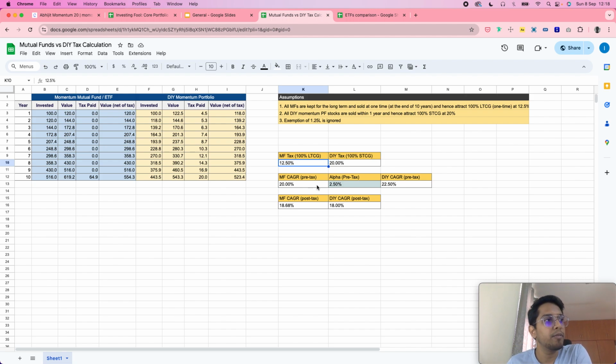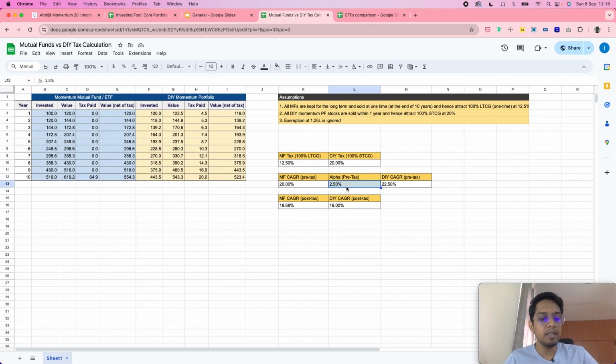So let's say the mutual fund CAGR or ETF CAGR is at 20%, right? And your alpha is 2.5%. So you are then at 22.5%. So you're growing at 22.5% pre-tax, while the mutual fund is growing at 20% pre-tax, and you arrive at these amounts at the end of 10 years, right? So the mutual fund is performing better than your DIY method, right? And if you look at the resultant post-tax CAGR, the mutual fund has actually outscored you, and that's why they have come to a higher value at the end of the 10 years.